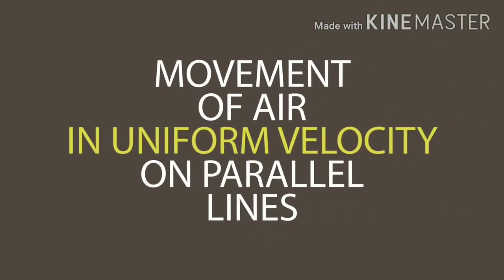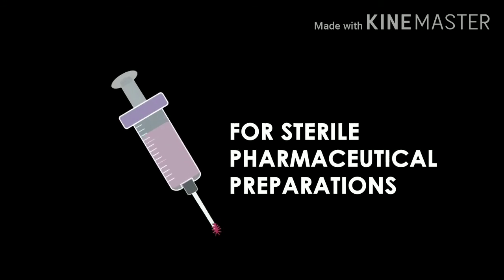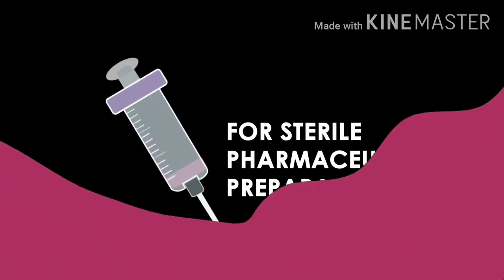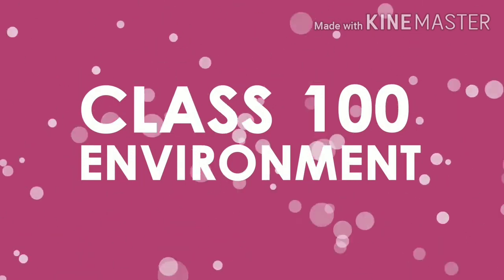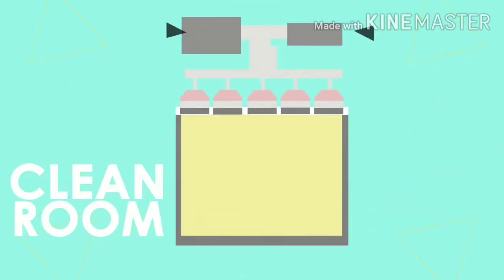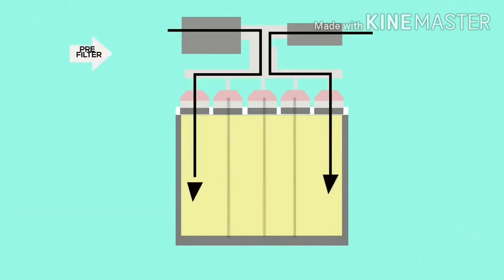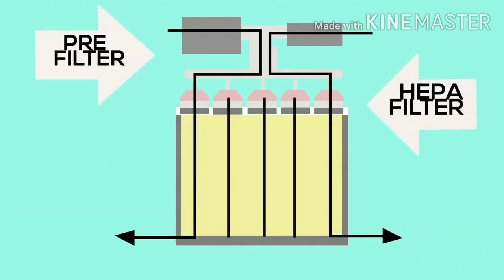Laminar airflow is defined as the movement of air at a uniform velocity on parallel lines. It is used for the production of sterile pharmaceutical products because it employs and constructs a Class 100 environment. It is used in clean rooms where air is filtered using a pre-filter machine and HEPA filter.